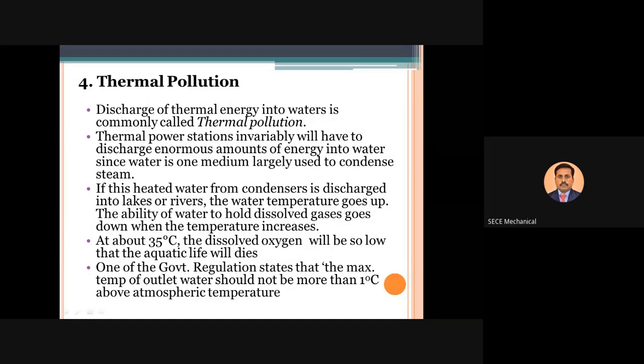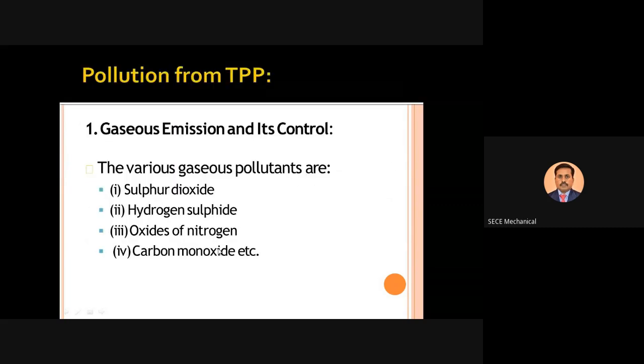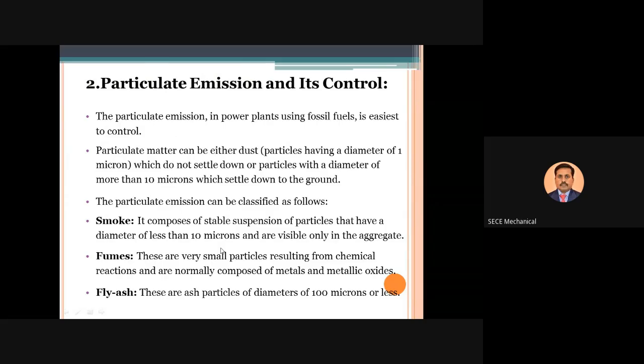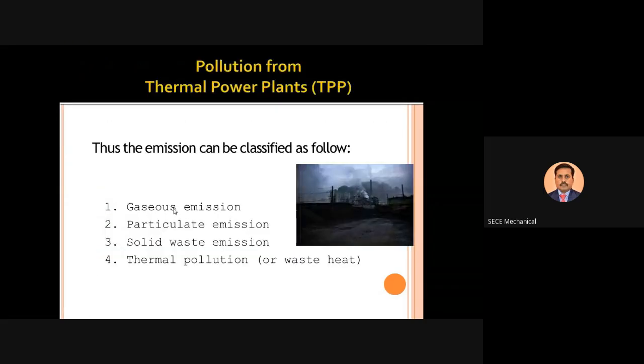So these are the four pollutions that happen in a thermal power plant. We already discussed these, just keep it in mind. TPP is nothing but thermal power plant. What are they? First one is gaseous emission, second one is particulate emission, third one is solid waste emission, and the last one is thermal pollution.